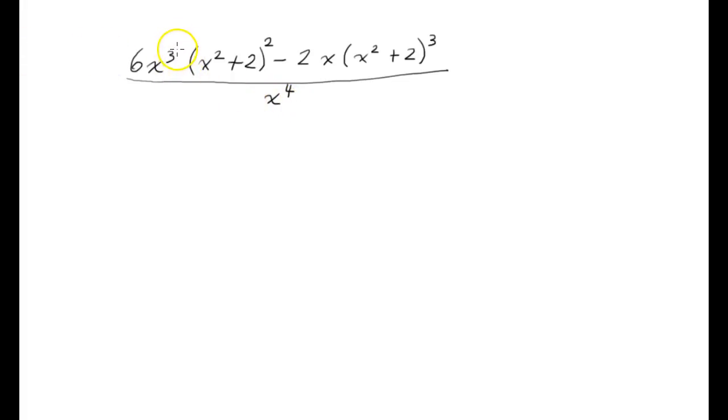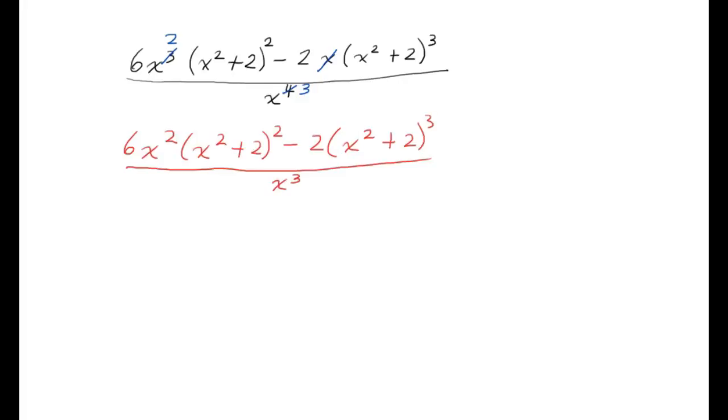So we're going to cross out one of the x's. That leaves this being x squared. And this would just be crossed out, which would just leave 2 times 1, or just 2. And in the denominator, we cross out one of the x's, and we have x to the third. So I'm going to rewrite this with one of those x's crossed out. That leaves us with 6x squared times the quantity x squared plus 2 to the second power, minus 2 times the quantity x squared plus 2 to the third power, all over x to the third.